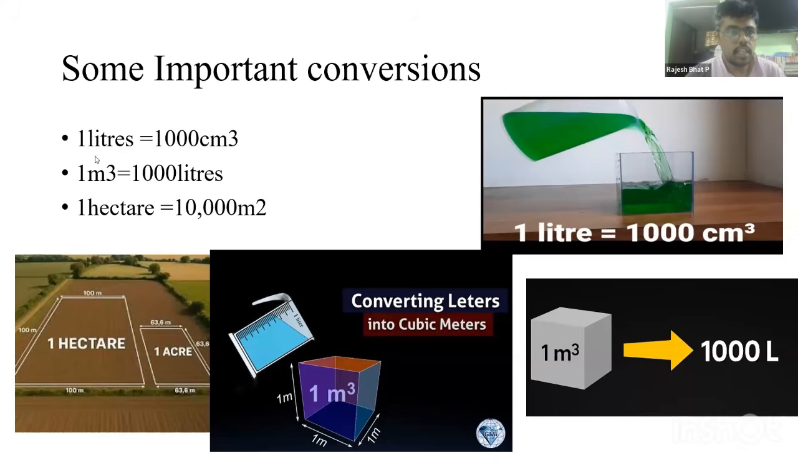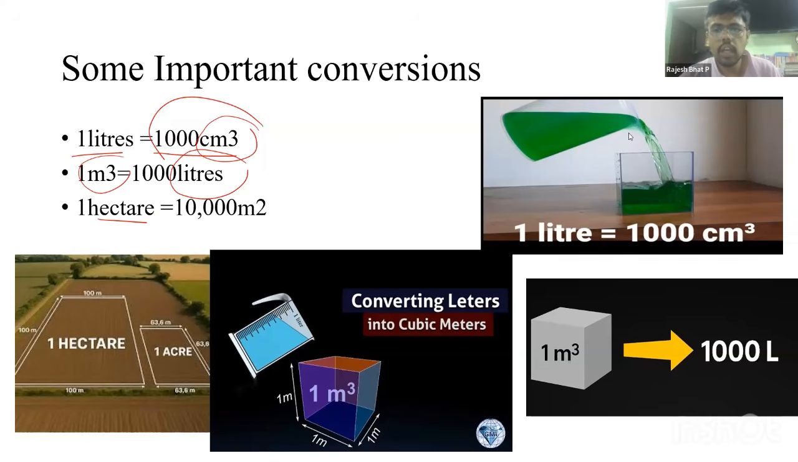Firstly, 1 liter is equal to 1000 centimeter cube. How to understand this? Common people will not understand centimeter cube, meter cube. They don't understand this. They understand only liters. They understand hectares, acres, kilometers. So, what is the meaning of this?